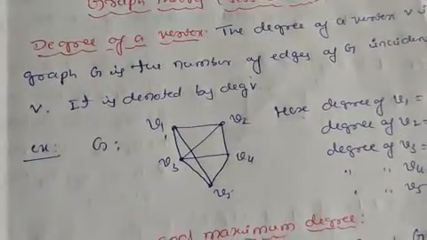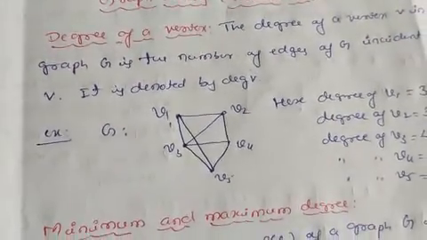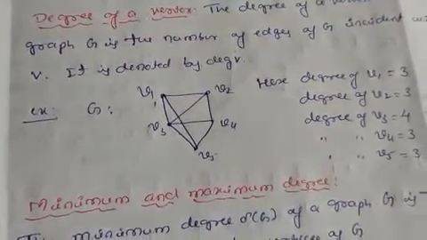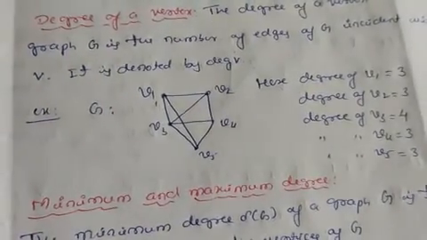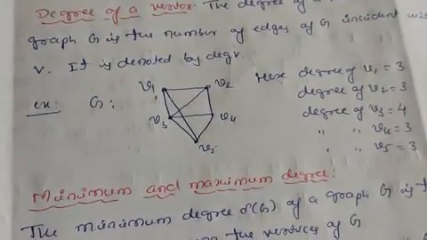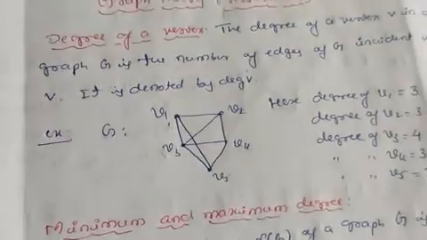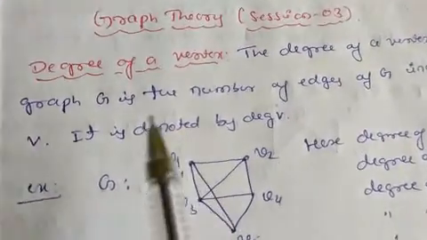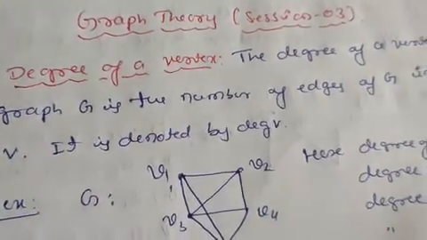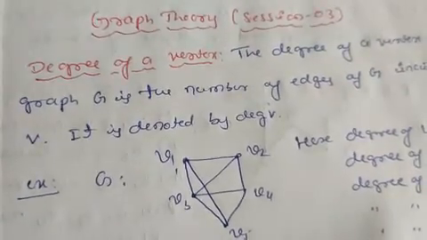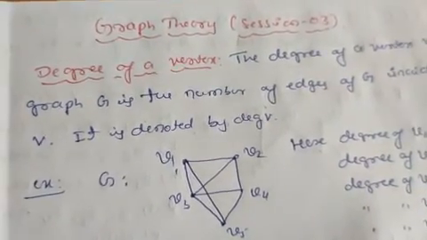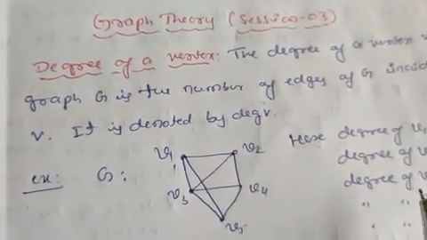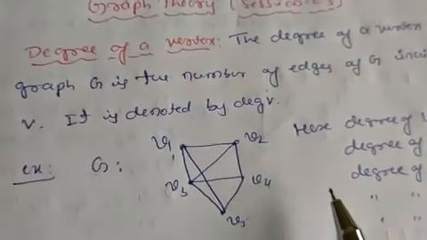So in this session we are going to study the degree of a vertex, maximum and minimum degrees, end vertices, isolated vertex and many other things. So first let us take degree of a vertex. Degree of a vertex means the number of edges incident to the particular vertex.